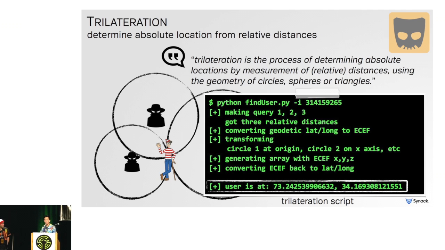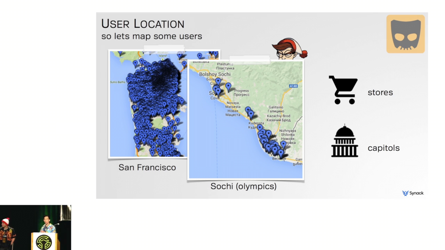So now that we have a way to determine location, let's run it on a massive scale and map some users. So here are screenshots from our mappings early last year. Shown is San Francisco and the Sochi Olympics. So just as a sanity check, you can see that all users fall within the land masses and tend to be in densely populated areas.